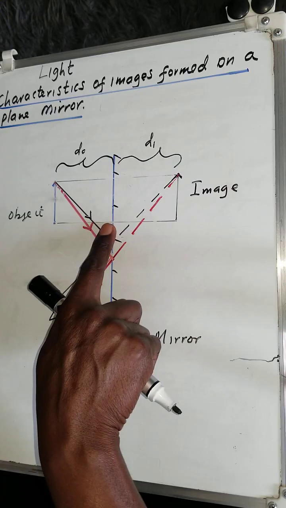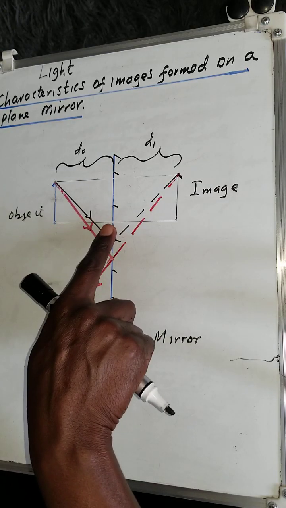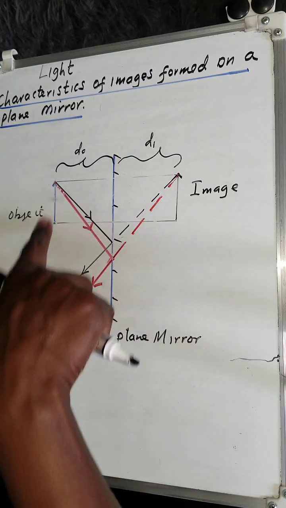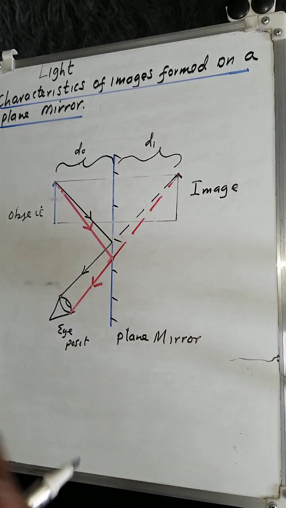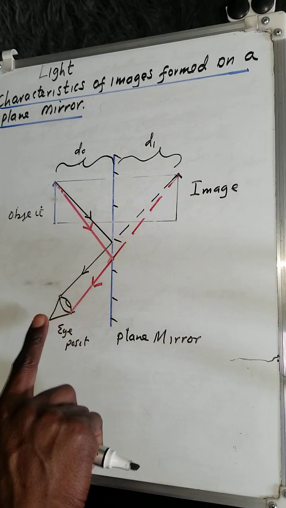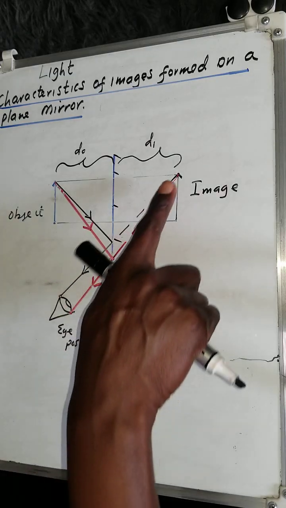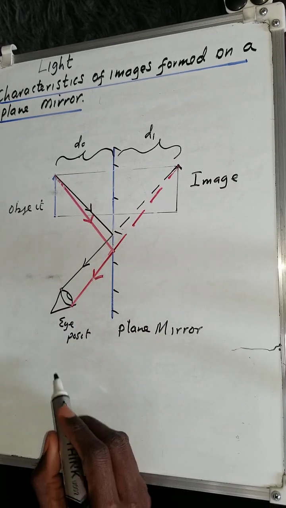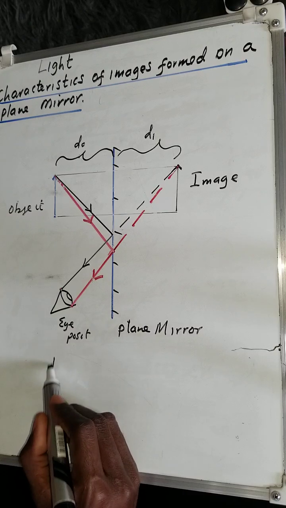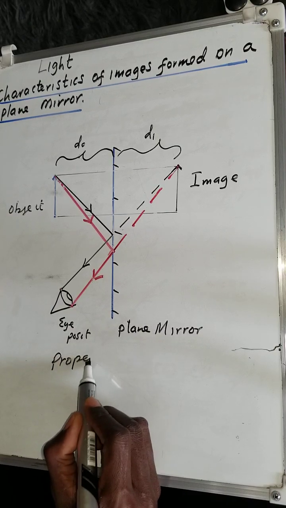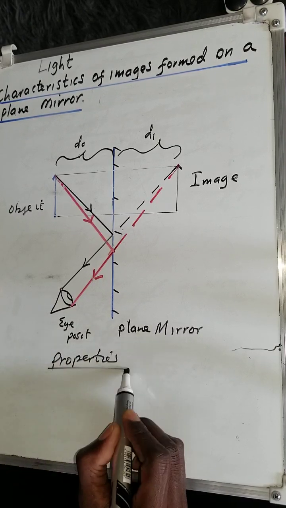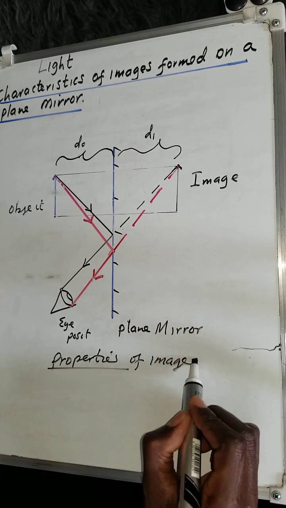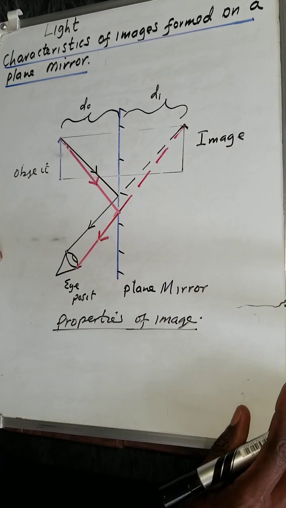The distance from the mirror to where the object is should be the same as the distance from the mirror to where the image is. The height should be the same as the height of the image. That's the key. And if you can put your eye below, you start with that and you trace it the way we have done. So now, what are the properties of the image that is formed on the plane mirror?